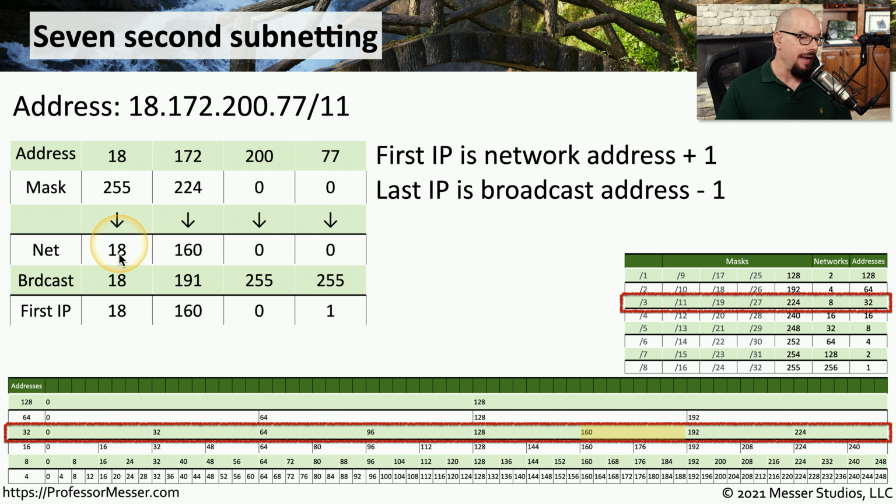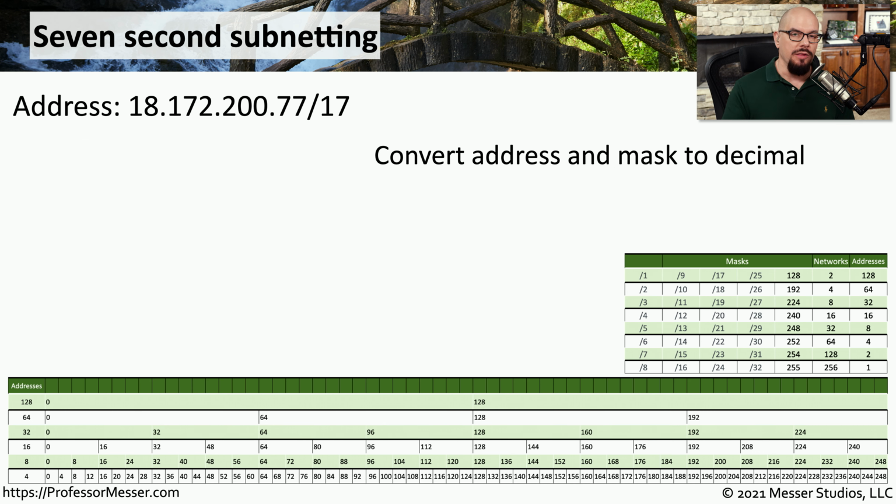And now we add one for the network address. We can do that by adding 18.160.0.1. And we subtract one for the last IP from the broadcast address, making the last IP 18.191.255.254. Let's do another one just for fun.